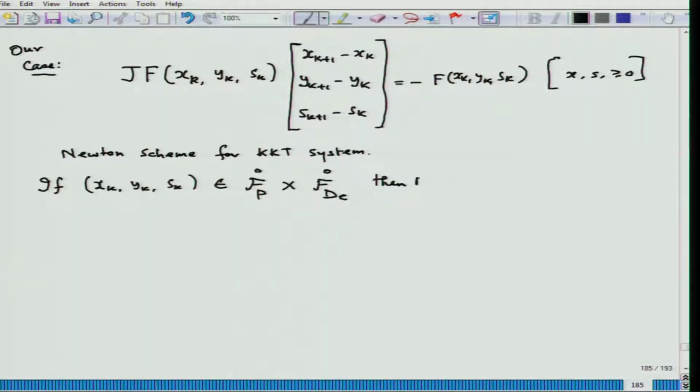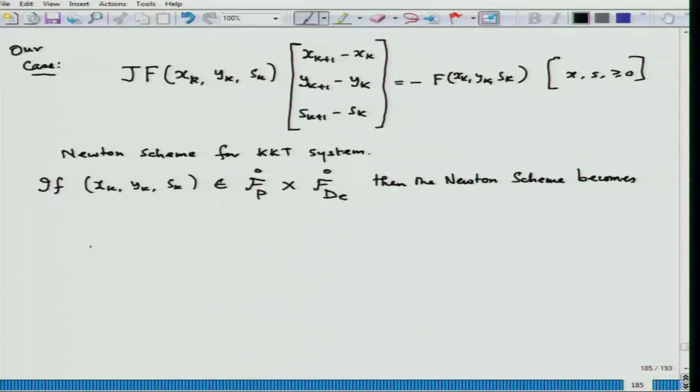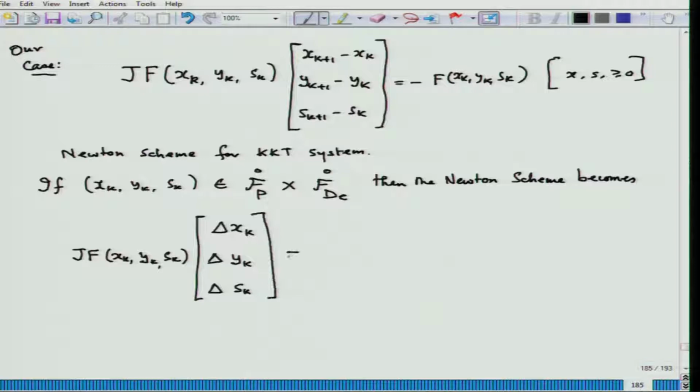Then the Newton scheme becomes simpler, and that is what we will have in most cases, because we will have a feasible point which is in the interior. Now, that would allow us to simplify the Newton scheme, and the Newton scheme would now look as follows. I will just put delta x k: this difference I will write as delta x k, this difference I will write as delta y k, this difference I will write as delta s k, and this.